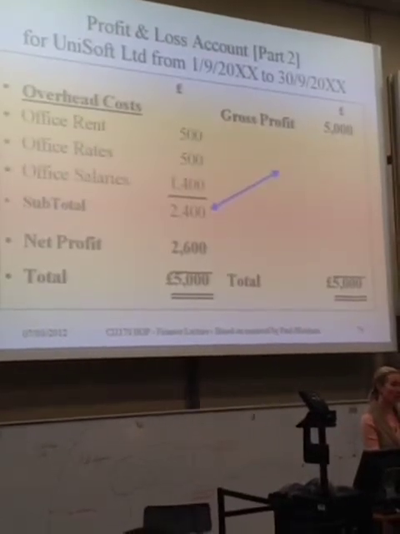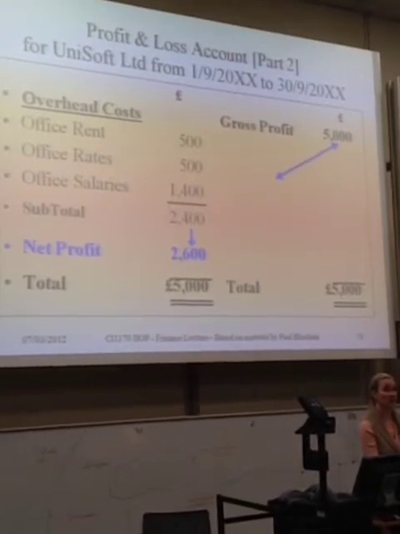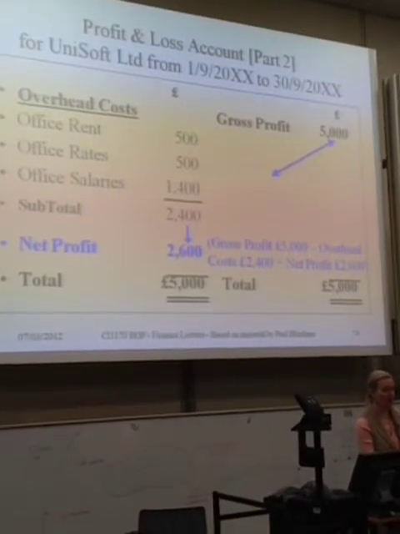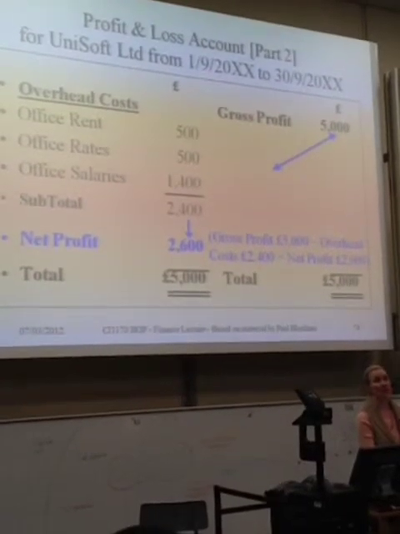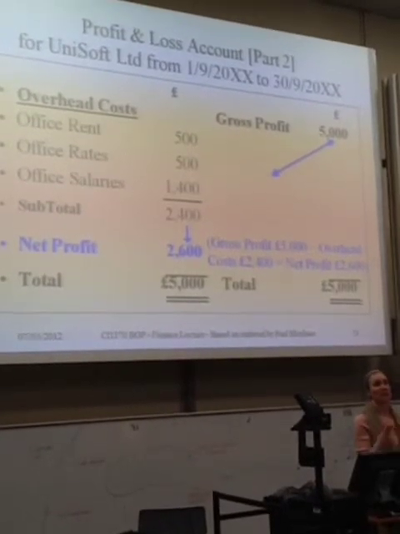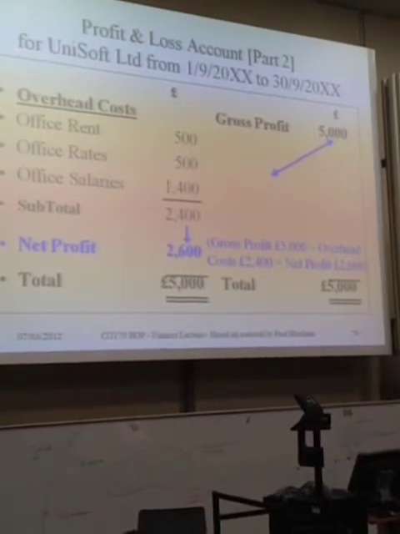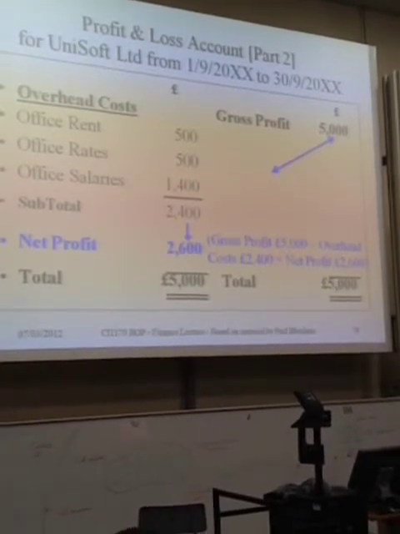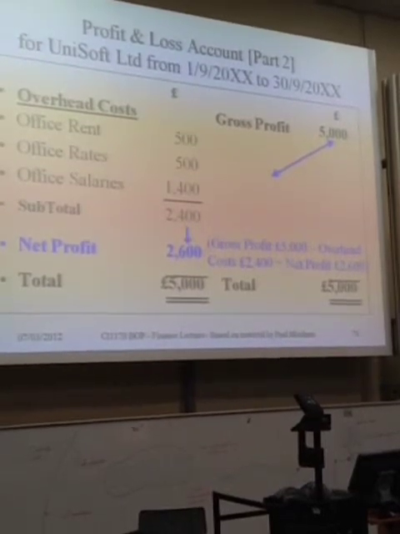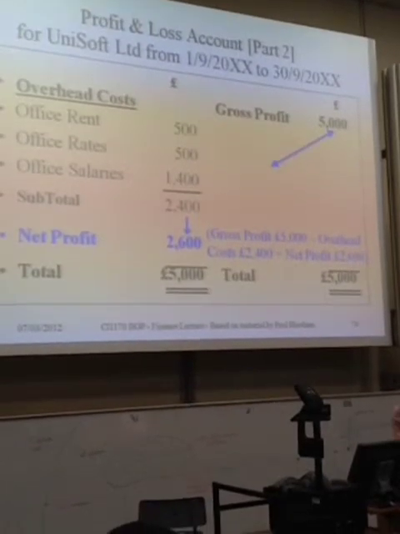So, the lower half, we've got the gross profit of 5,000. We've got overhead costs of office rent, rates, salaries, giving a subtotal of 2,400. Therefore, if we deduct that from £5,000, we've got what we call a net profit from total trading activities and total non-trading activities. That's what we have earned that particular year, and ostensibly, we could pay that out as a dividend if the directors declare it.